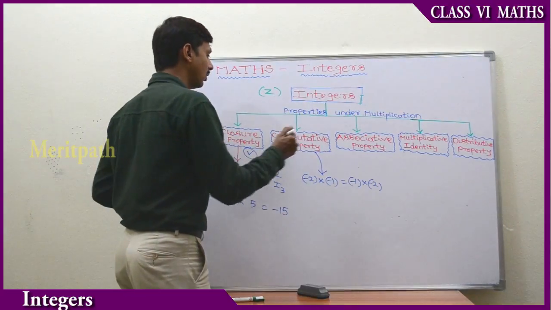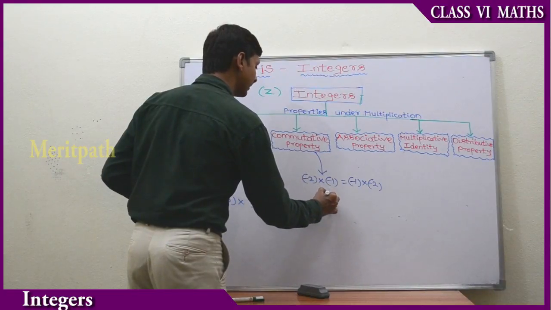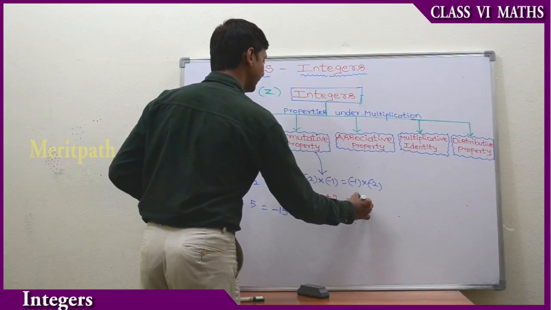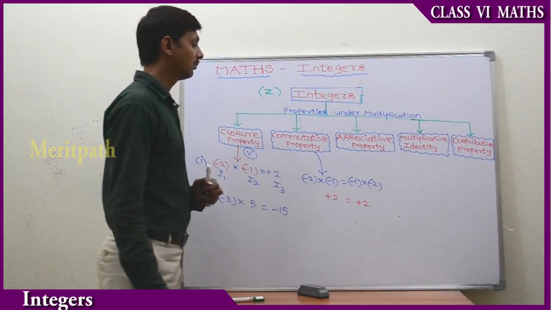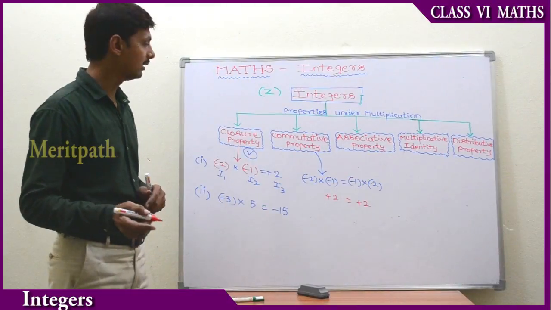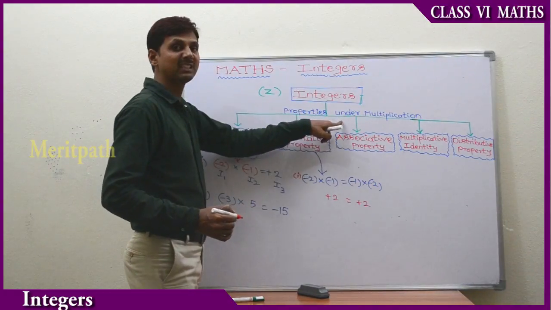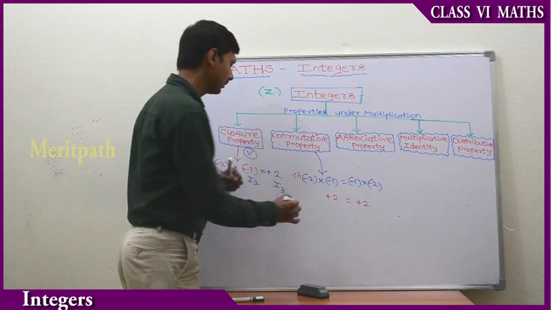So let's see both the sides. Minus 2 into minus 1 is plus 2, and minus 1 into minus 2 is also plus 2. Plus 2 and plus 2, both sides are equal. So we can say that the commutative property of multiplication over integers is applicable.